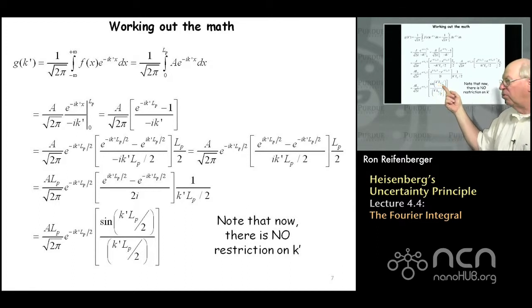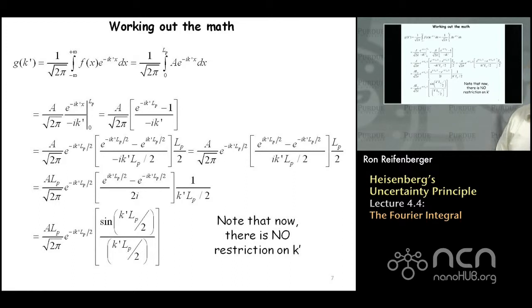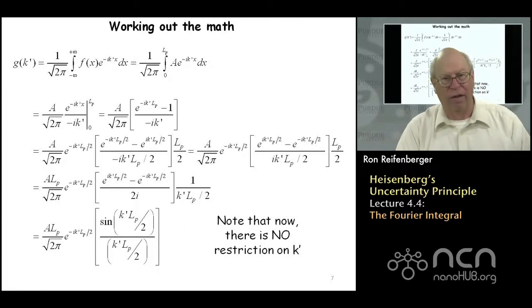L sub p is the pulse width divided by 2, right? So you tell me what k prime is, and I can put it into this formula, and that tells me the coefficients g of k prime that I need in order to represent that single pulsed function f of x. The important point to recognize here is that there's no restrictions on k in this problem. Unlike the case of a periodic function that repeated itself periodically with position, for this particular problem, which has no repeat distance, it's just a single pulse, there's now no restrictions on this wave vector k.